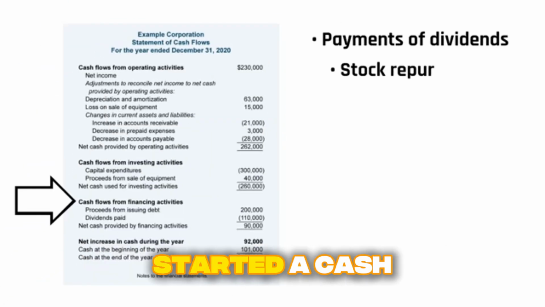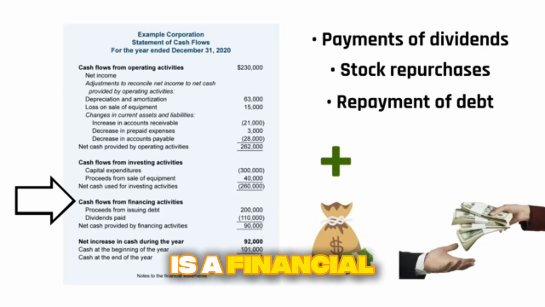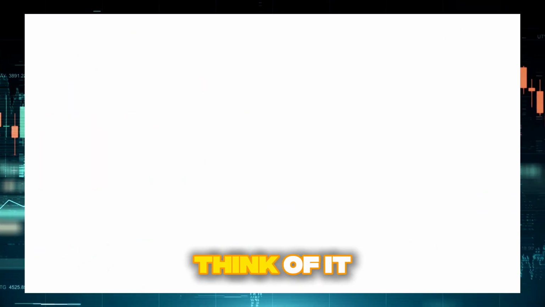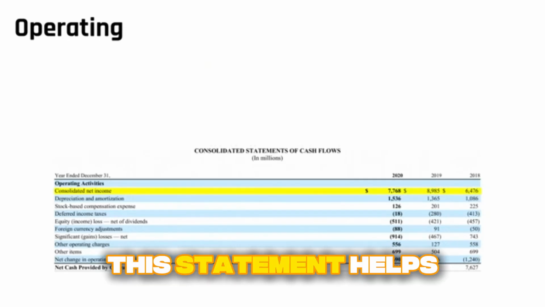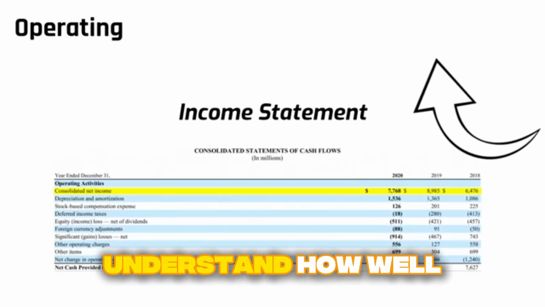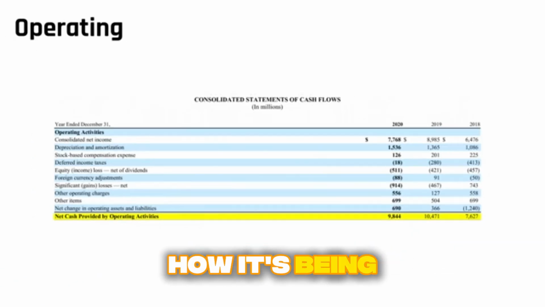So, let's get started. A cash flow statement, also known as the statement of cash flows, is a financial document that summarizes how much cash enters and exits a company. Think of it as a record of all the money flowing in and out of the business. A positive number means cash is coming in, while a negative number means cash is going out. This statement helps you, as an investor, understand how well a company's operations are performing, where its money comes from, and how it's being spent.